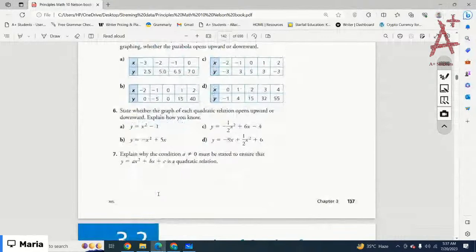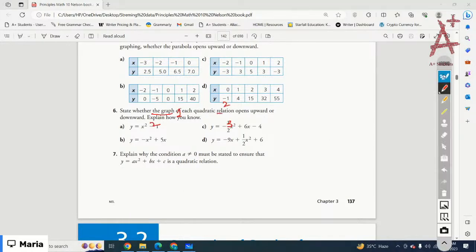Question number 6. State whether the graph of each quadratic relation opens upward or downward. Explain how you know. Question 6a. You just have to look at the coefficient of the term that has x squared. The first one, y equals x squared minus 1. The x squared has the coefficient 1. You can see the coefficient is positive. That means the parabola opens upward.